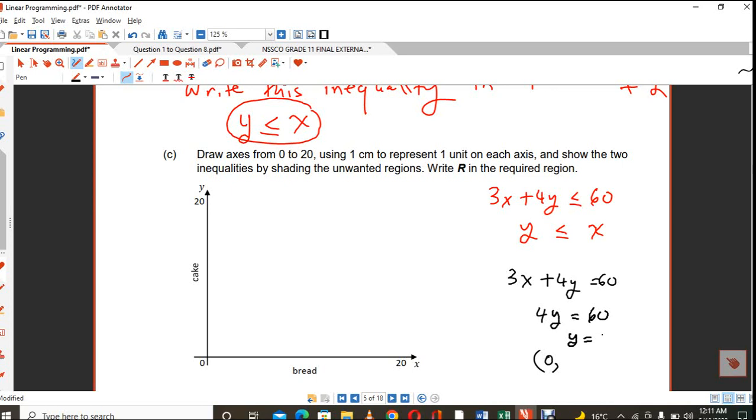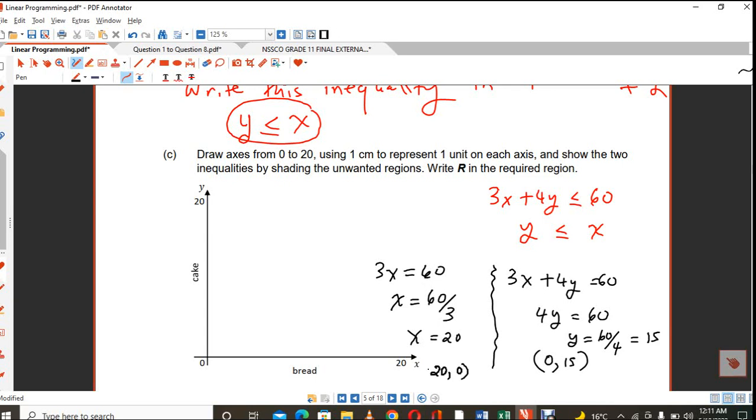That means y will be 60 divided by 4, which is 15. So if x is 0, you have that point. If, in the same vein, y is 0, then you have 3x is equal to 60, and then x equals 60 divided by 3, so x will be 20. So you have another point, which will be (20, 0).